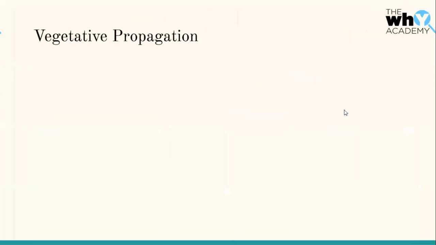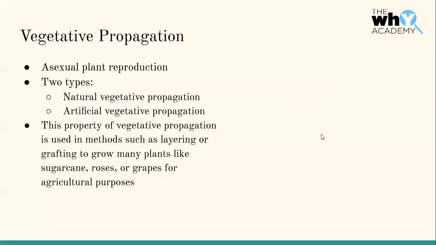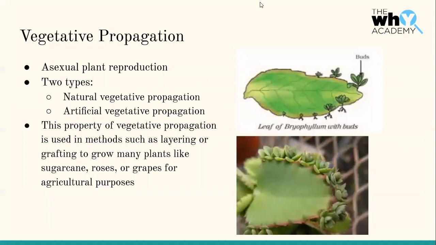Now we have vegetative propagation. It is a form of asexual plant reproduction. In plants, you have both types of reproduction, sexual and asexual. Sexual would be observed in flowers; when flowers pollinate, that would be sexual. And asexual would be vegetative.